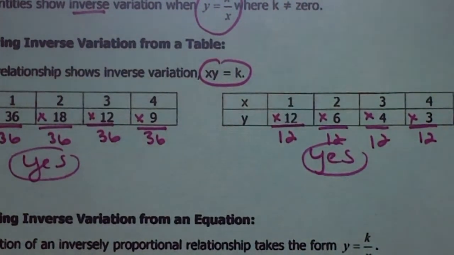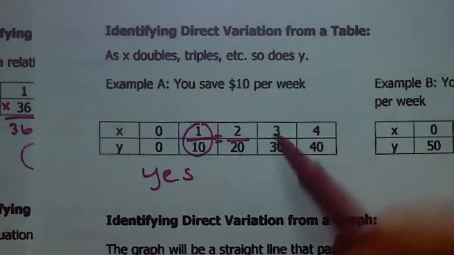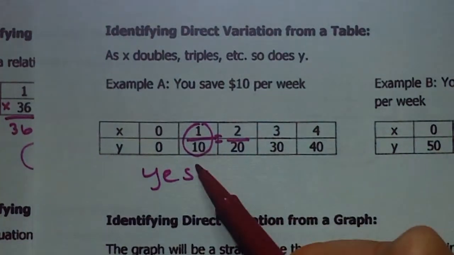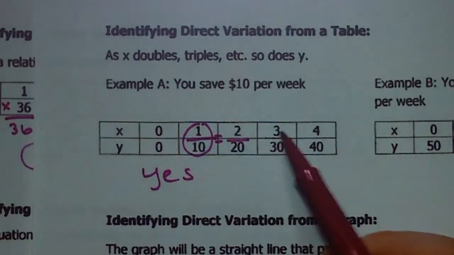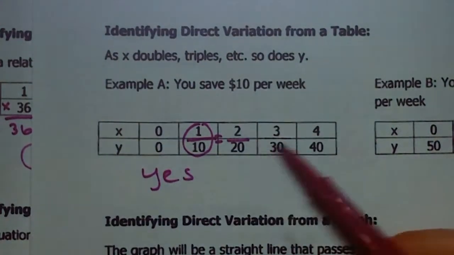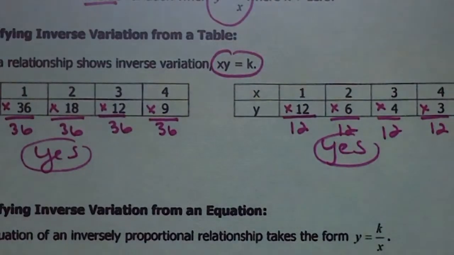Now, if I show you a little blast from the past, you don't have to flip back, but I'll show you really quick. I'm going to go back to our direct variation lesson. This is direct variation right here. The previous lesson, 1 times 10 is 10, but 2 times 20 is not 10, and 3 times 30 is not 10. So you can see that it doesn't happen every single time just because my 2 examples did. You always have to look for it. So both of those were yeses. X times y equals k every single time.